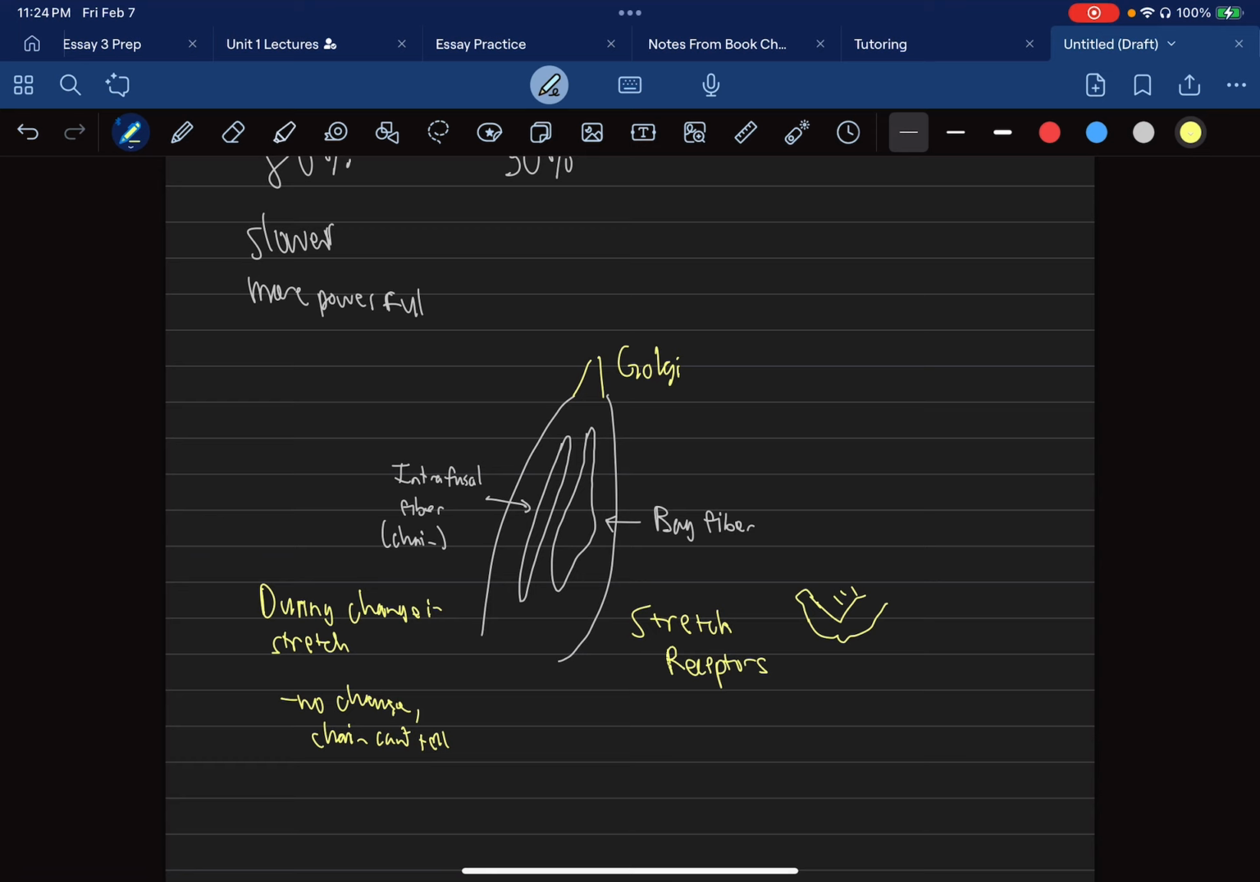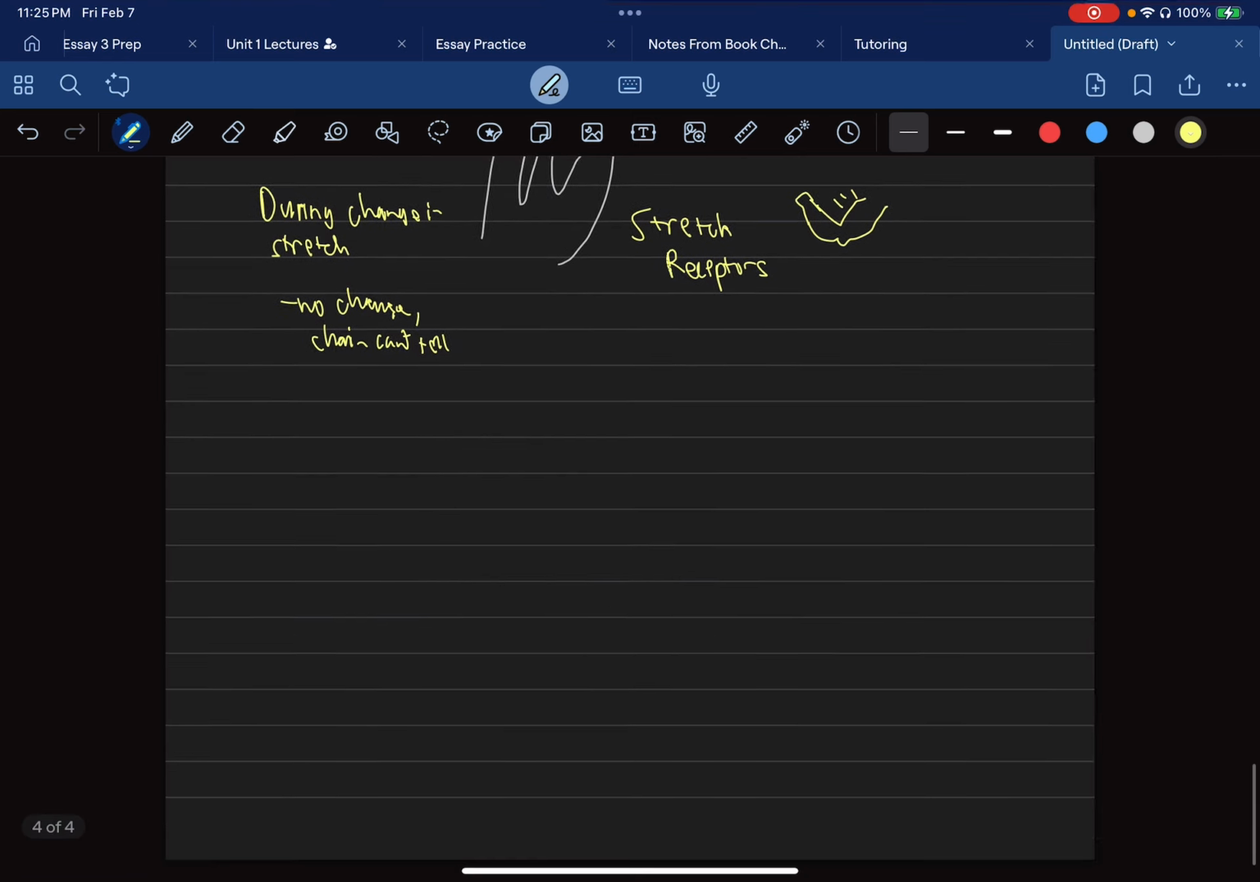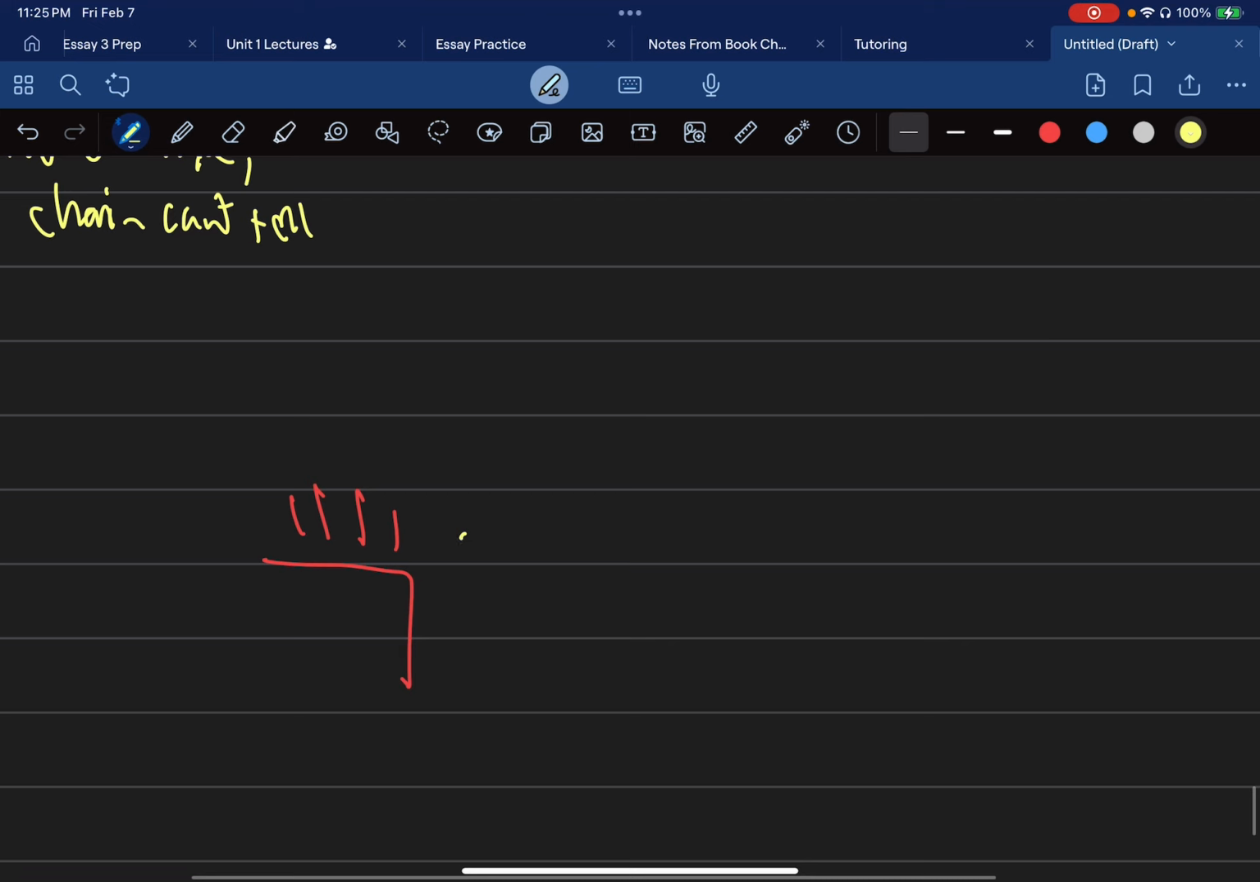And how that differs from the withdrawal reflex. The withdrawal reflex is where, for example, if there is a hot stove and you put your hand out to touch it, but we've got our arm here.